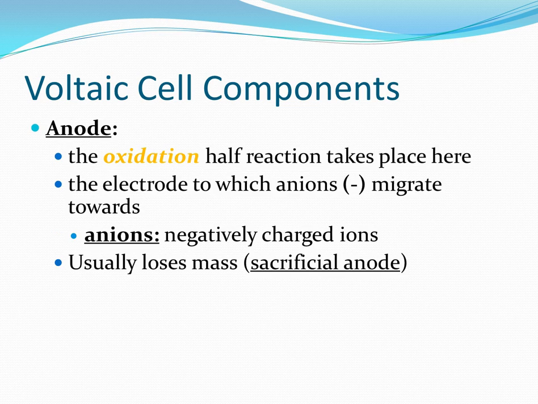The anode is one of the two electrodes in a voltaic cell. This is the electrode where oxidation takes place. Anions, or negatively charged ions, always travel toward the anode. The anode will gradually lose mass as the reaction takes place.